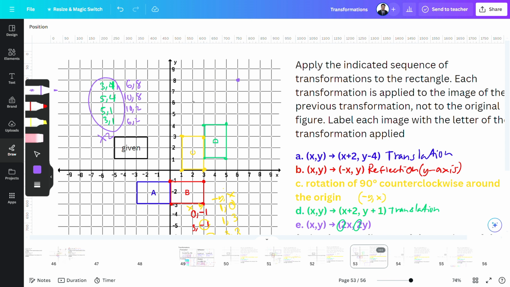And then where is 10 comma 8? Actually, I guess I made a mistake here, right? Because the figure is outside of our Cartesian plane. Anyway, that's okay. In your exam, you can extend the drawing.